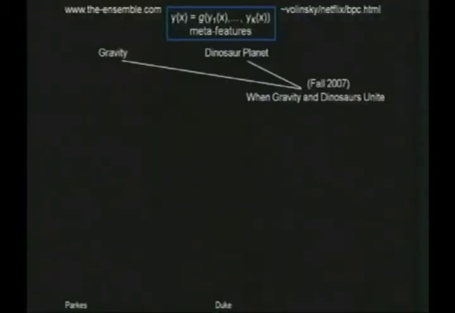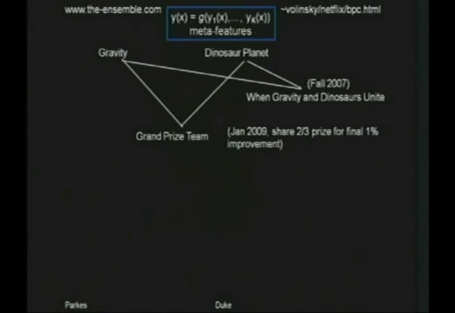So this other team, the Ensemble, started with Gravity and Dinosaur Planet, which tried to come together into a team. Those became the grand prize team here. And they were still around 1% short. They got a 9% improvement. They had 1% still to get. So what they did was they announced in January of '09 that they would share 2/3 of the prize for the final 1% improvement. And they would basically pay that amount in proportion to the amount by which your new classifier that you introduce into my ensemble improves my accuracy.